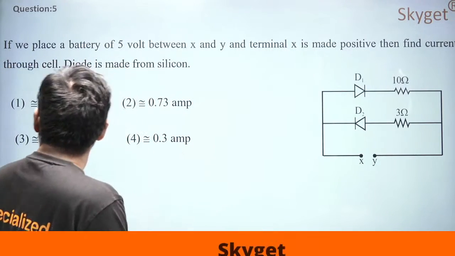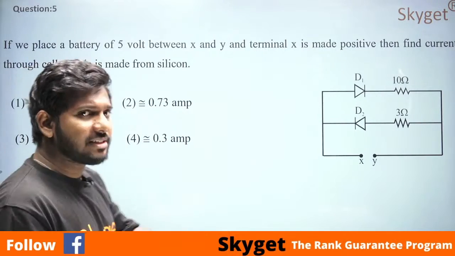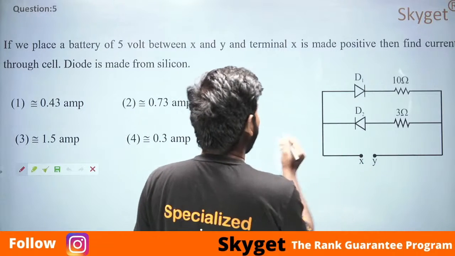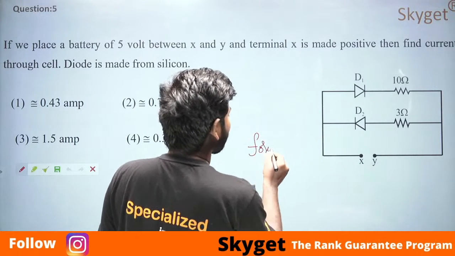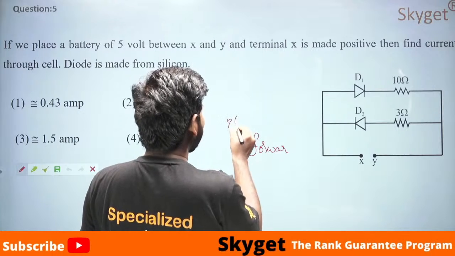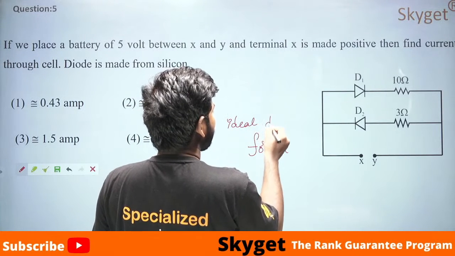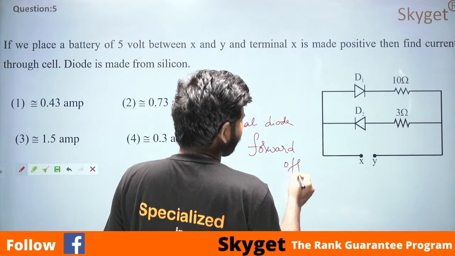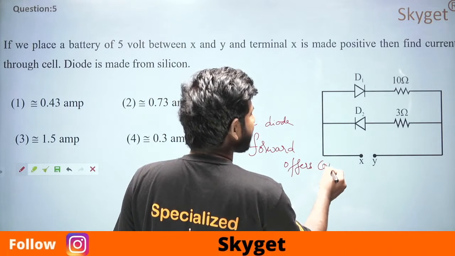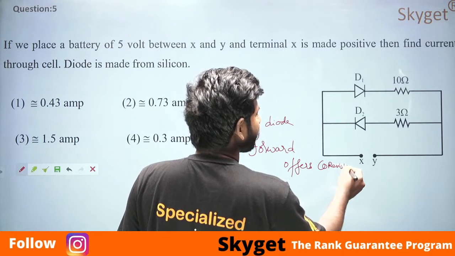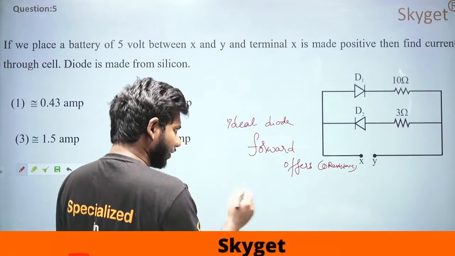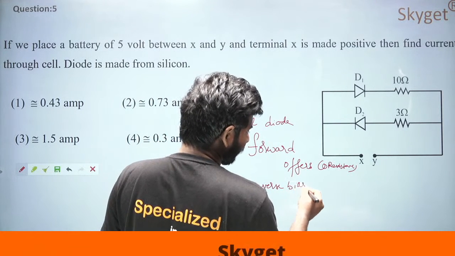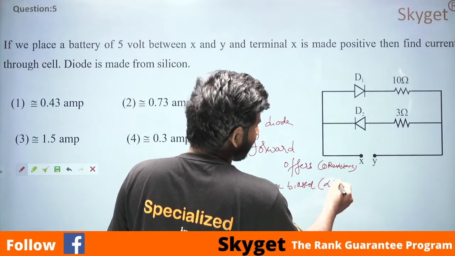What are the similar questions that have been asked in previous year examinations? A diode offers, and this is the concept you need to know, an ideal diode in forward bias offers zero resistance. An ideal diode in reverse bias offers infinite resistance.